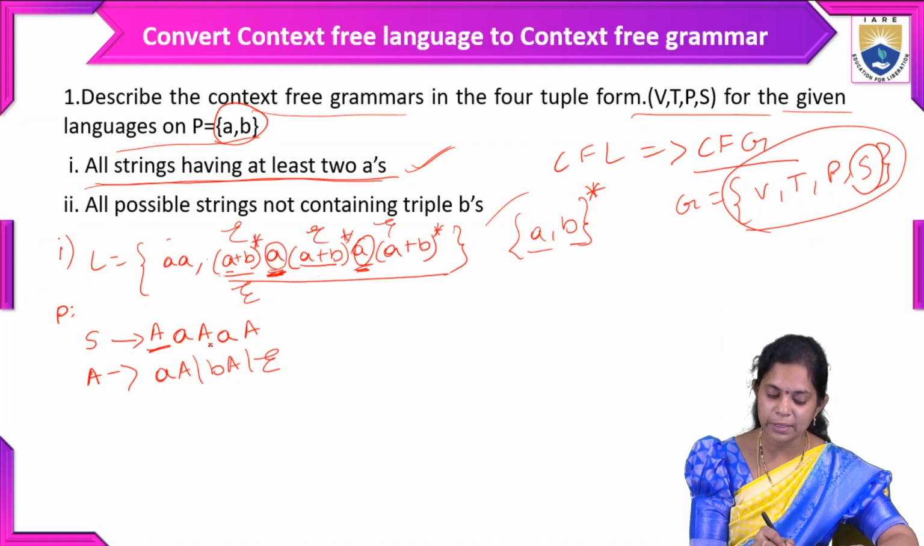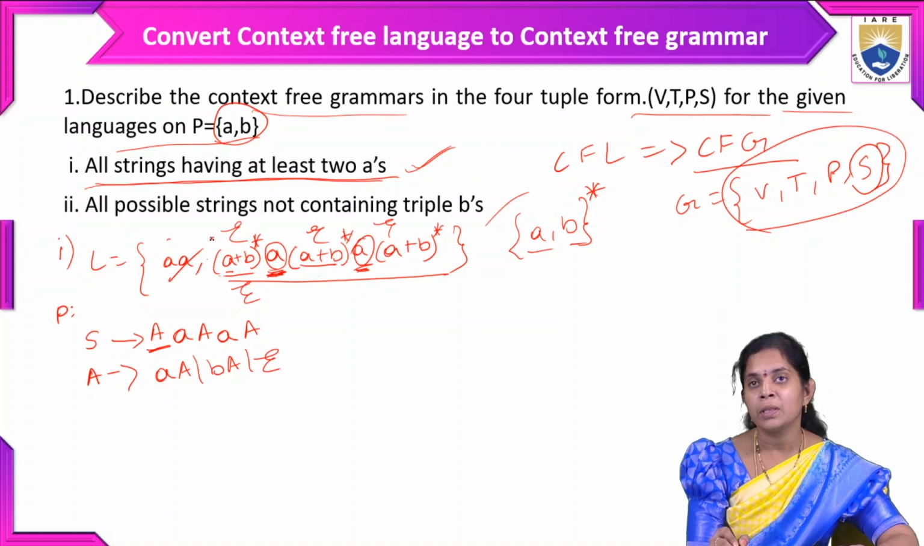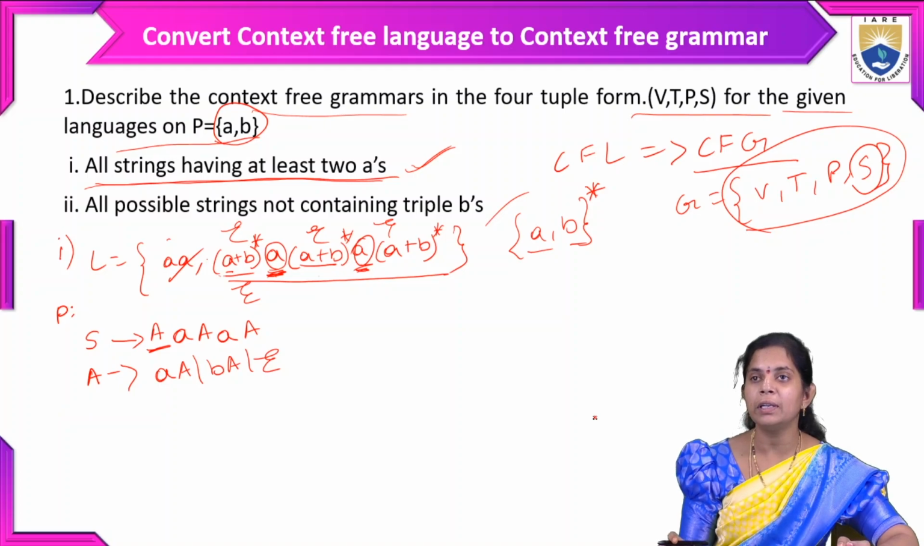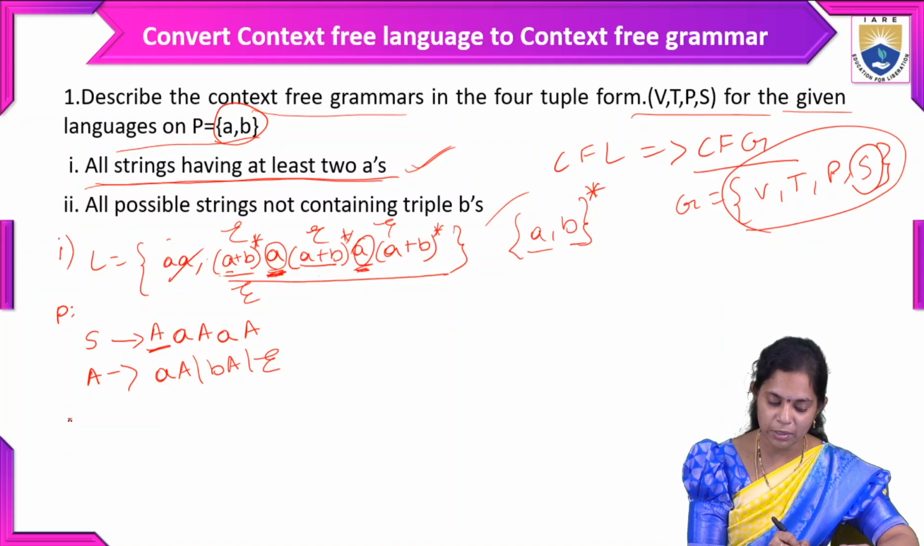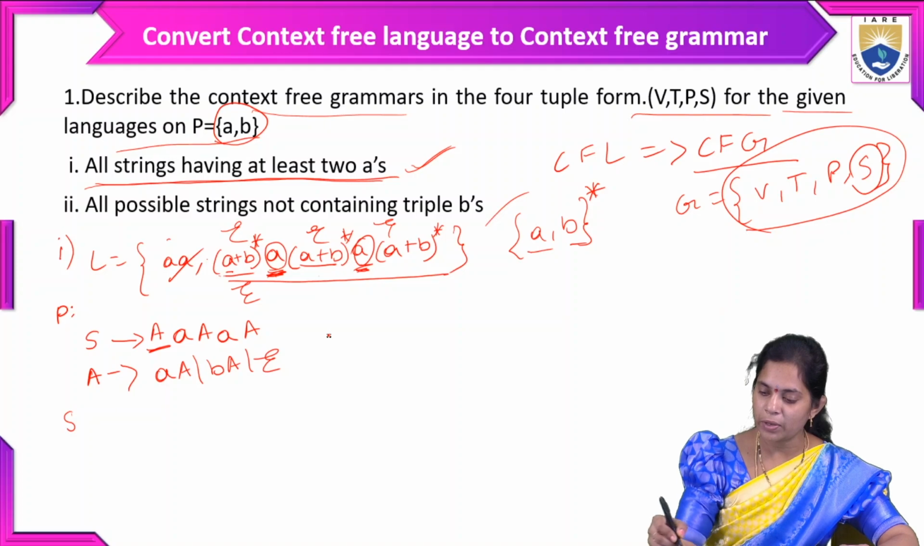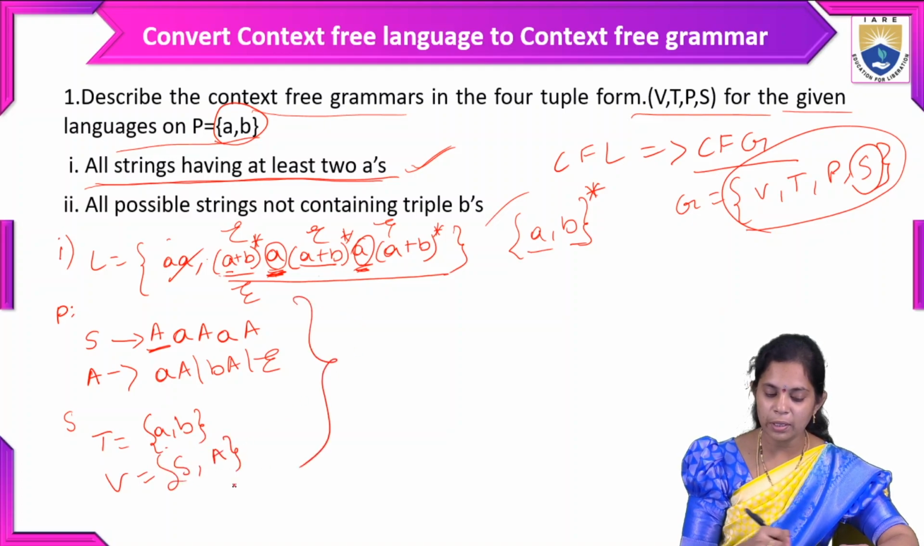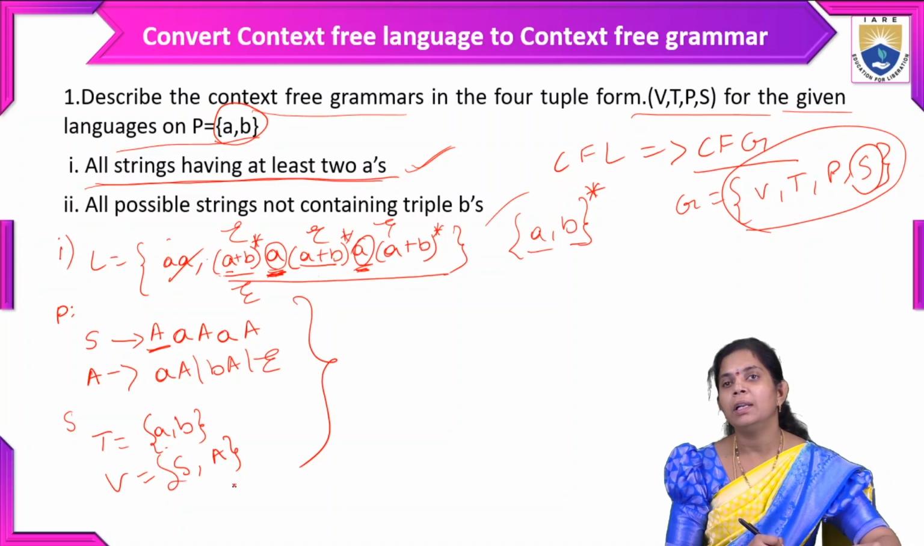So that this condition is also satisfied. So like this, we need to write the production rules for the given language. First we have written the production rules, and S we already have. T is nothing but the values A comma B, and V is nothing but S comma A. So these are all the grammar for the given language.